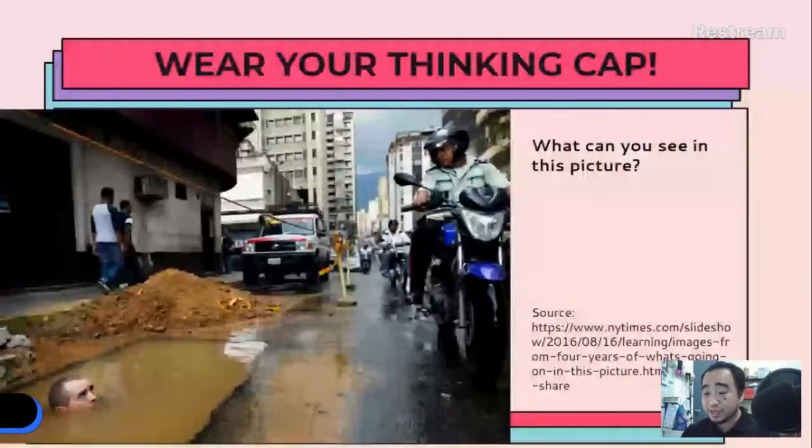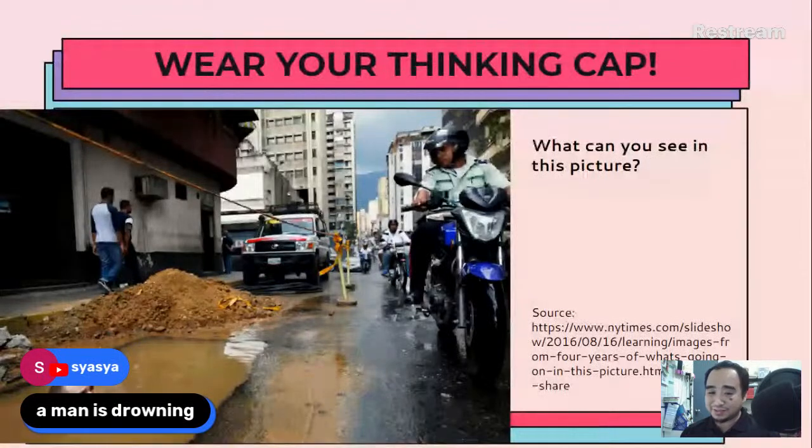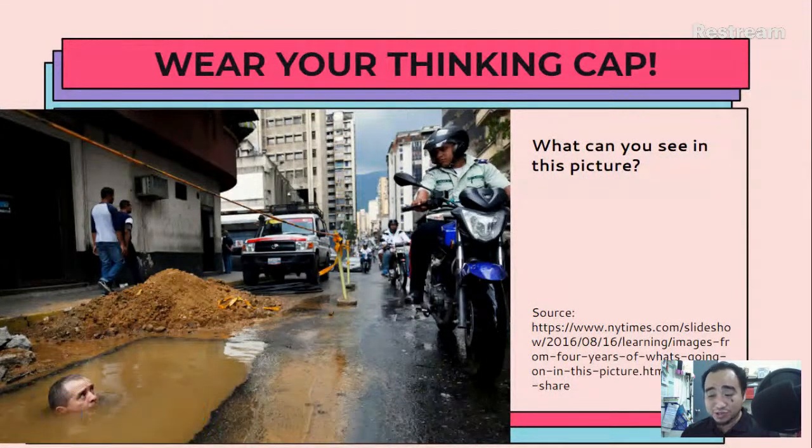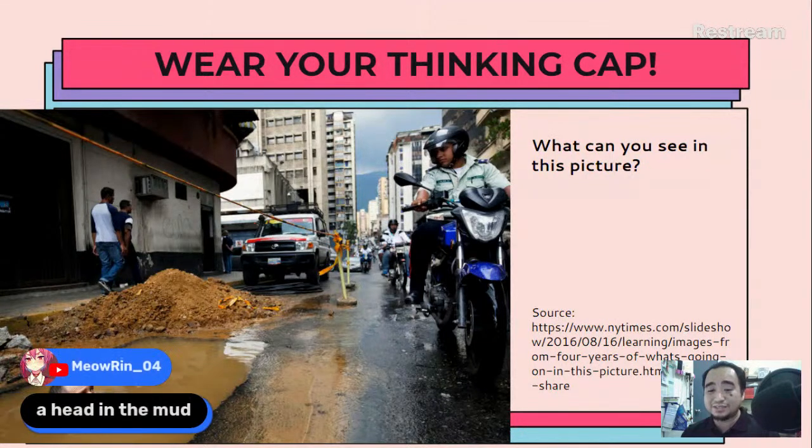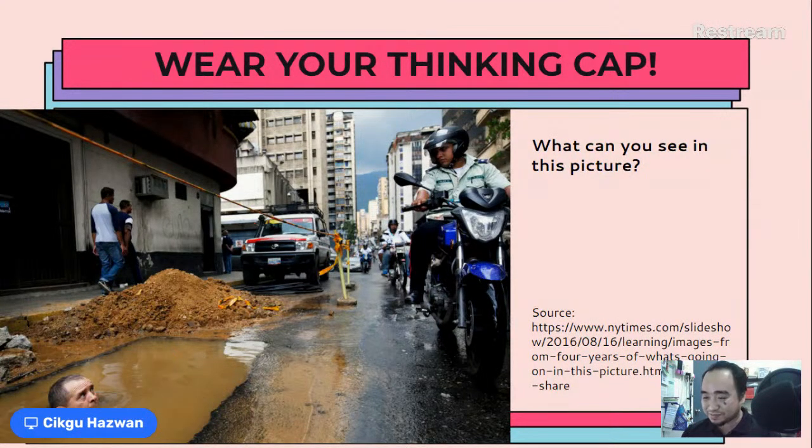Okay, a man is drowning. Somebody says a man is drowning. Good. Motorcycle. There's a man on a motorcycle. Good. There's a head in the mud. So, good. You can take out as many words as possible from this image.